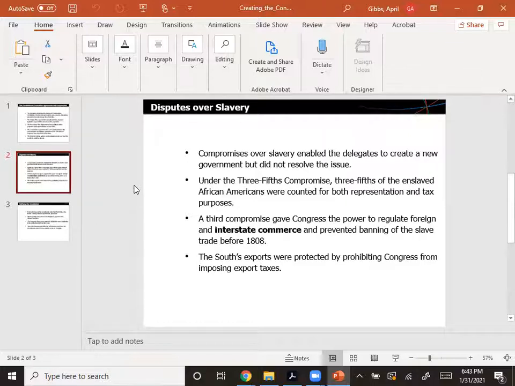Compromises over slavery enabled the delegates to create a new government, but it did not resolve the issue. Under the Three-Fifths Compromise, 3/5 of the enslaved African Americans were counted for both representation and tax purposes. A third compromise gave Congress the power to regulate foreign and interstate commerce, that means business between the states, and prevented banning of the slave trade before 1808. The South's exports were protected by prohibiting Congress from imposing export taxes.